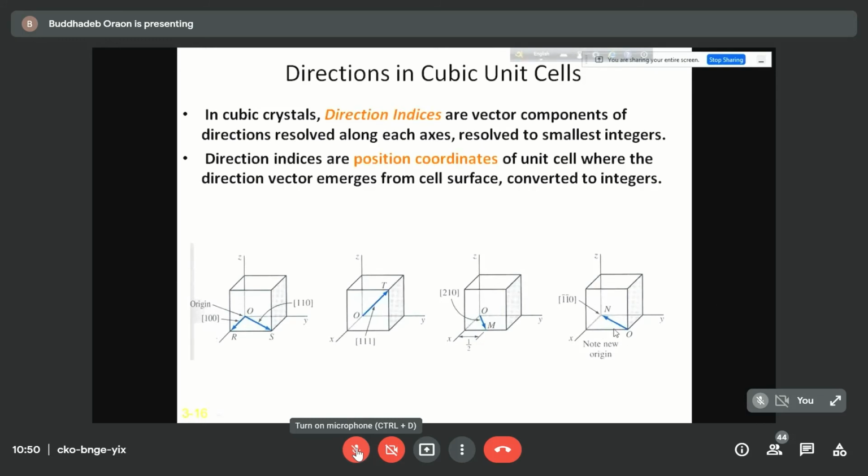That is why the directions have come as negative. That is why we give a bar sign over the numbers. So 1 bar, 1 bar, 0 comes out to be the direction. This direction from O to N is denoted by this. How these values have come, that also we will be discussing. Another thing you have to remember, that any crystal direction is denoted or kept in square brackets.